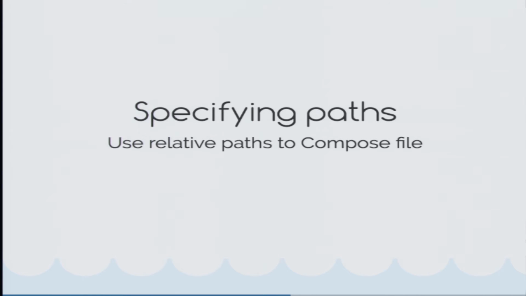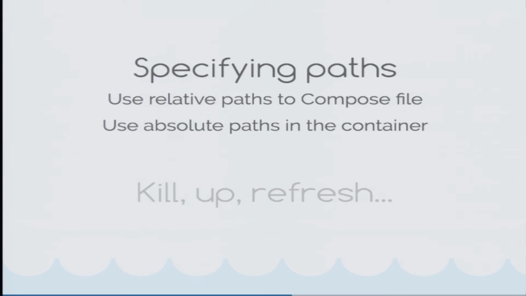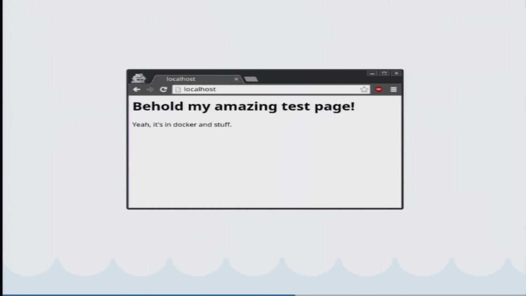You might have noticed that we use a combination of relative and absolute paths. This is actually not official, but this is considered a good best practice. On your host system, you want to use relative paths to the Compose file, and then when you're specifying the path inside the container, use an absolute path. That will give you the most predictable results. Okay, so we kill our container set, we up it, we refresh it, and behold, we have our amazing page and it's in a Docker container and stuff.